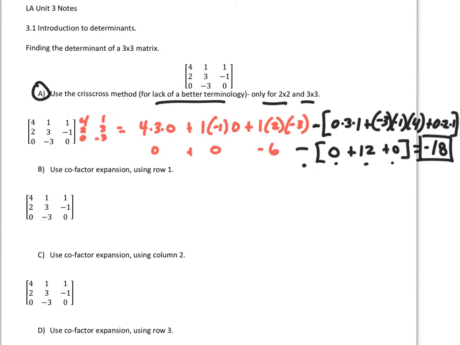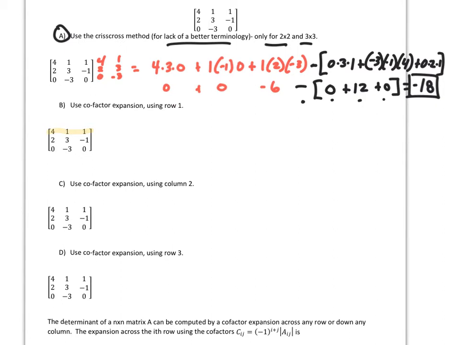Now for part B, we're going to introduce a different method. The different method, and we'll try to show how this works, is that you're going to alternate signs depending upon which values you pick. So when I look at my matrix, I'm going to use cofactor expansion across my row 1. I've highlighted row 1 there, so the numbers that I'm going to be using are 4, 1, and 1. Those are what I'm going to be multiplying by a smaller determinant, which I call a submatrix.